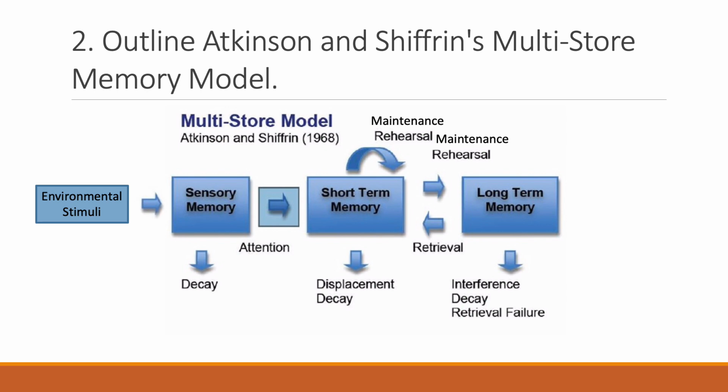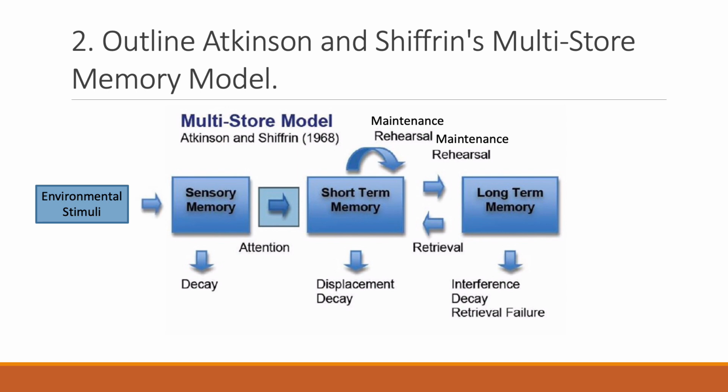So the multi-store memory model, we start with environmental stimuli. So we take in things from our environment from each of our senses, and this goes into our sensory memory. And our sensory memory can handle any type of information, but in order for something to go into our short-term memory, we actually have to pay attention to it. So if we're looking very intently at something and someone is speaking to us, we might not hear them, we haven't paid attention to it, whatever they've said isn't going to go into our short-term memory.